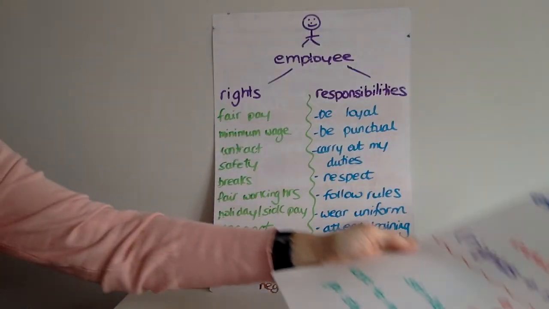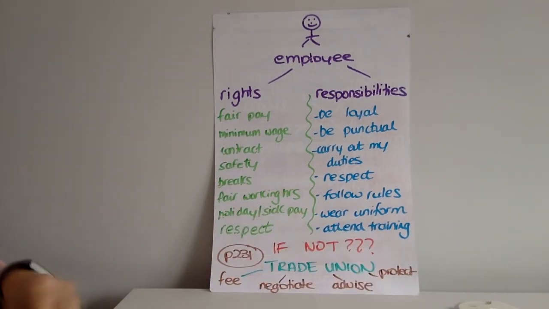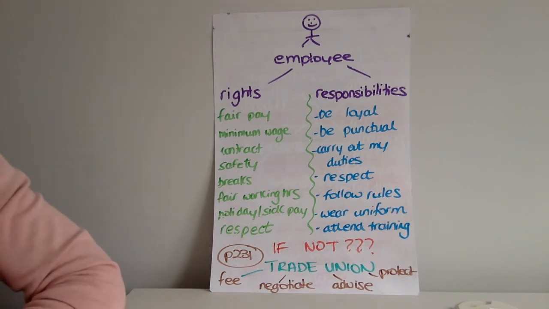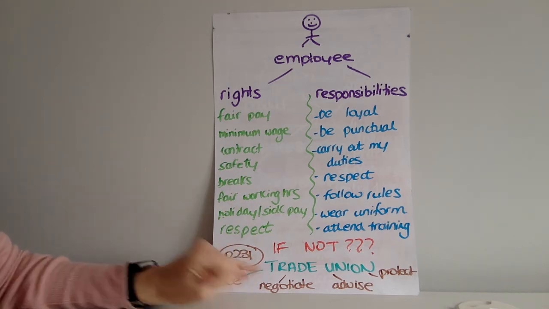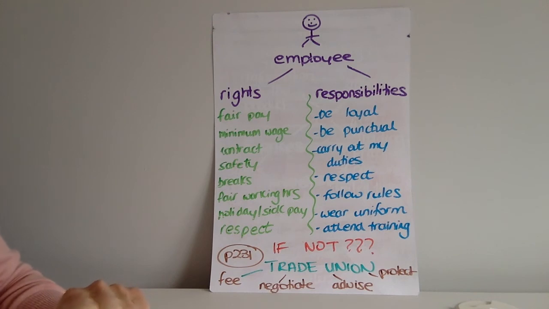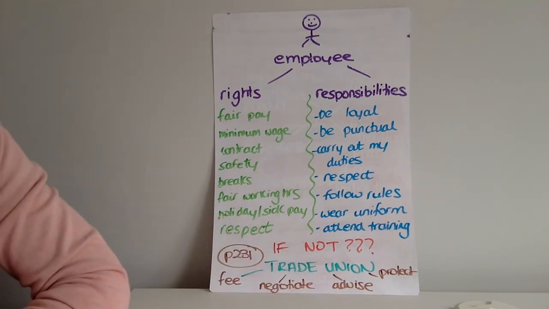But before that happens, what will normally happen is if you feel that you're being discriminated against, or your employer isn't carrying out his responsibilities, or your employer isn't meeting your rights, then normally people will go to a trade union. Okay, and a trade union is basically a representative. So it's a group. So you will have heard of maybe SIPTU.